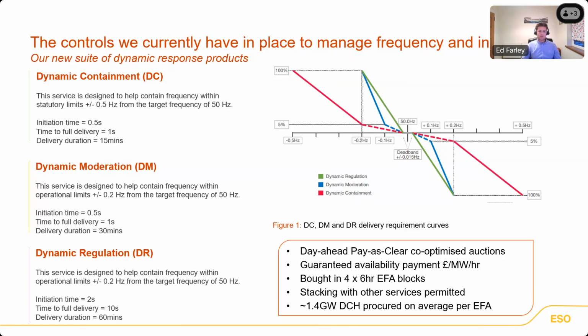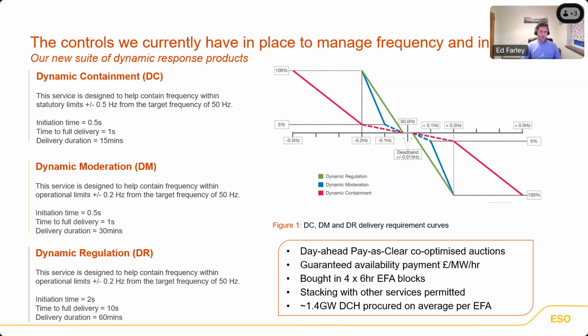So those monthly procured firm frequency response products that I mentioned are now replaced with a new suite of dynamic products. And these are categorized into pre-fault and post-fault response products. So they help us to secure the frequency in the event of a fault, but also help us to regulate frequency pre-fault, whether that be driven by changes in demand or potential fluctuations with wind generation, for example.